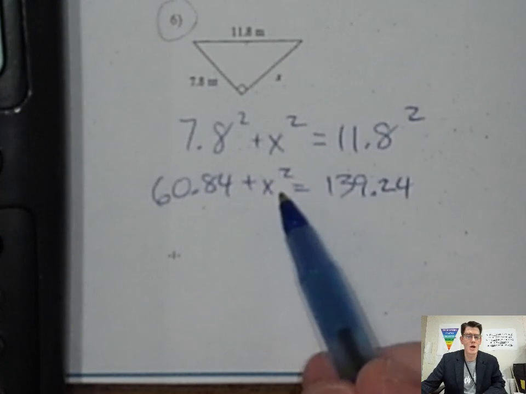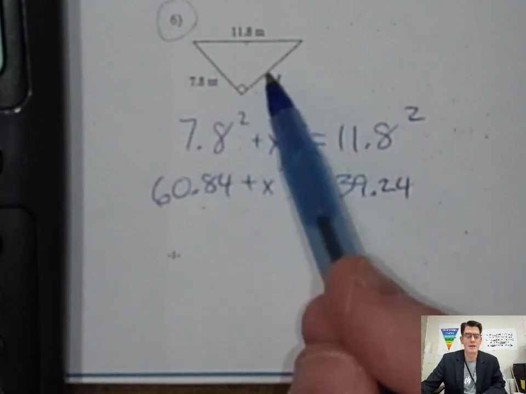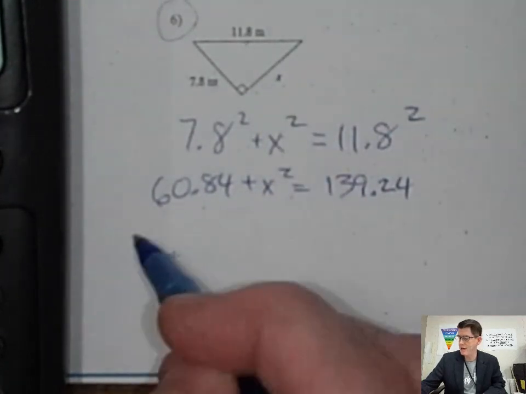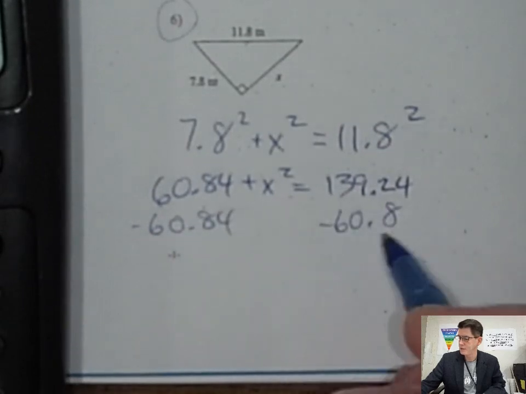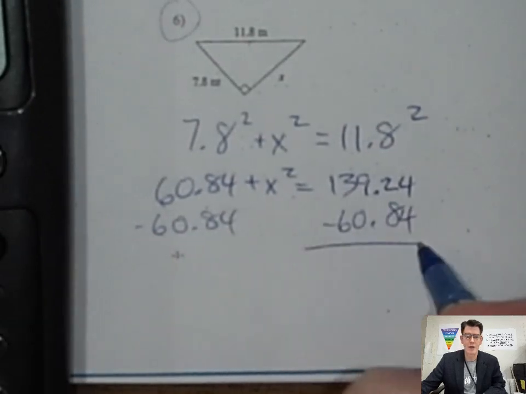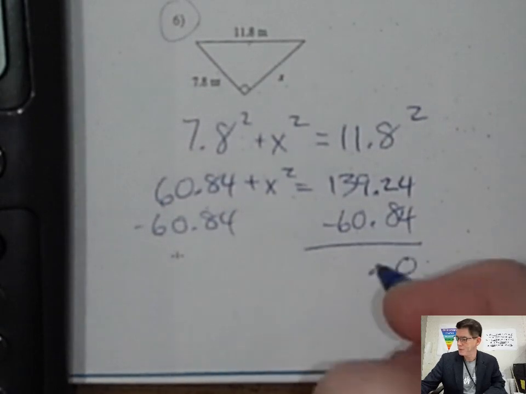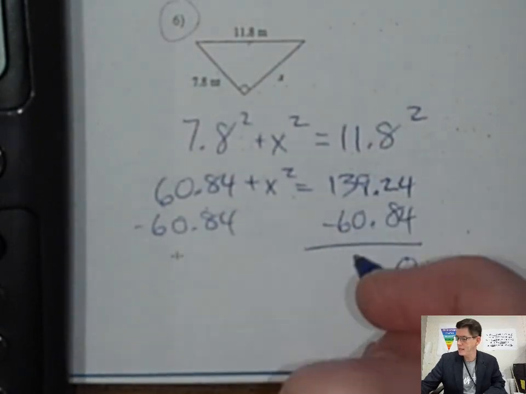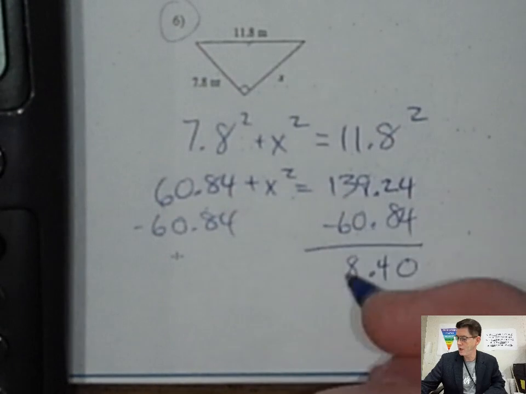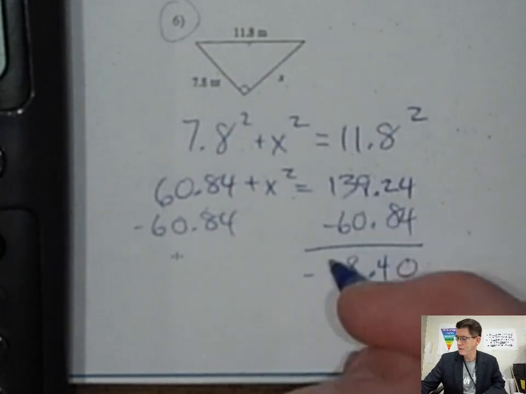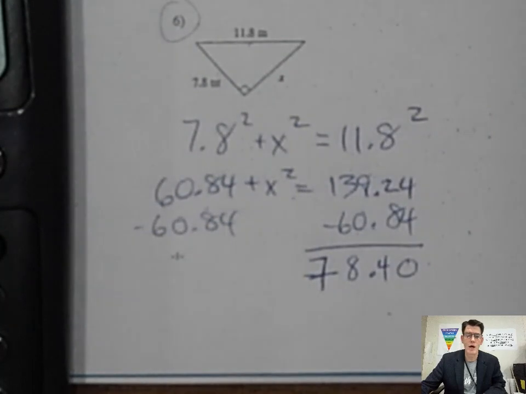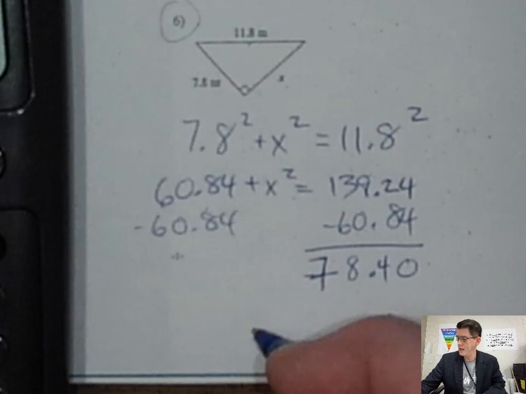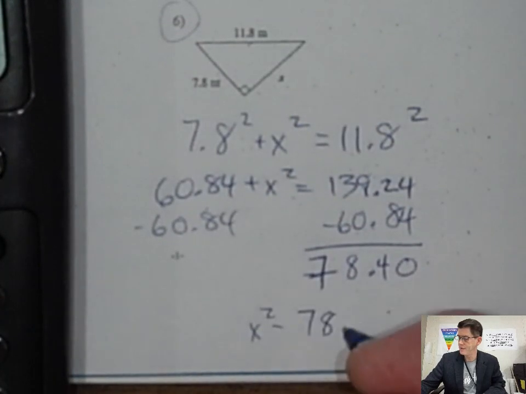To get the x squared by itself now, to get this leg, b you might call it, you subtract off the 60.84 from both sides. And use a calculator to make sure you won't mess up. 139.24 minus 60.84 is 78.4, I hope. So what have we figured out? We figured out that x squared is 78.4.